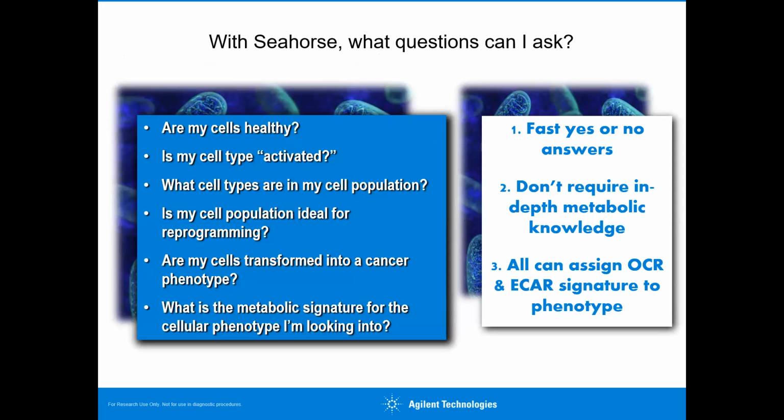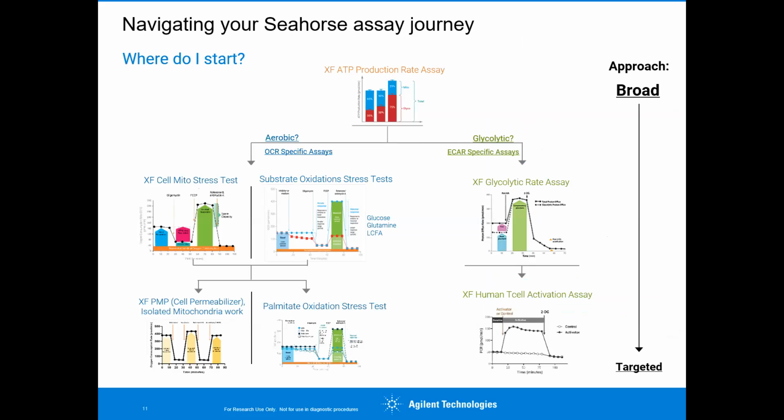And so you can ask basic questions. Are my cells healthy? Is my particular cell type activated? Is my cell population ideal for reprogramming? What is the metabolic signature for the cell phenotype I'm looking into? So some great questions that you can ask of the Seahorse.